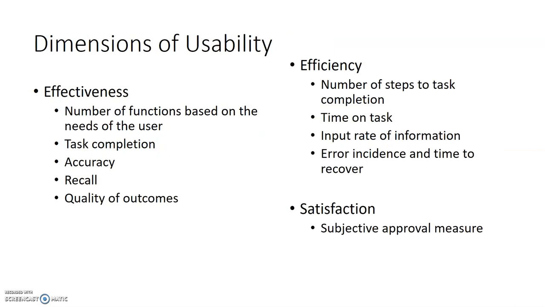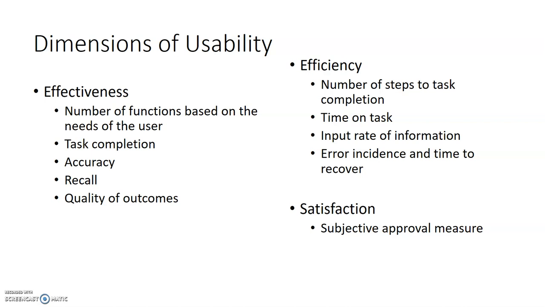There are three dimensions of usability: effectiveness, efficiency, and satisfaction. Effective healthcare information technology helps users to meet their work goals in an acceptable manner by matching the number of functions of the system to the needs of the user, helping the user complete tasks with accuracy. The system must be able to easily recall information for the user, and it leads to quality outcomes.